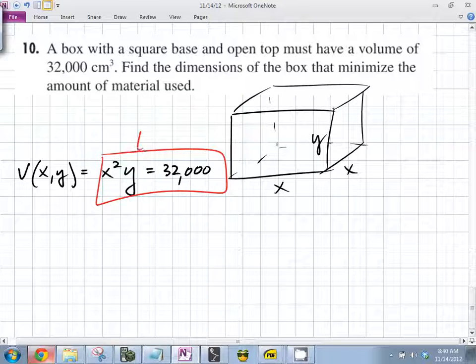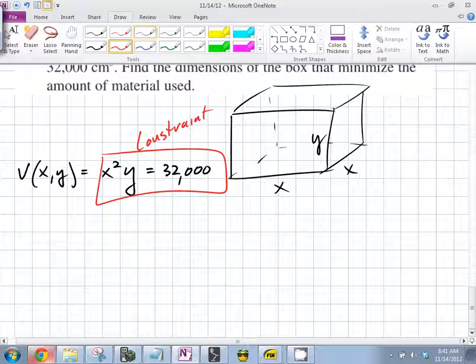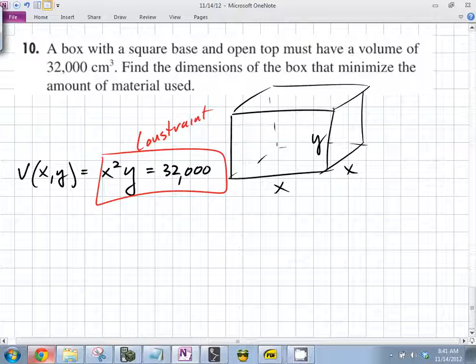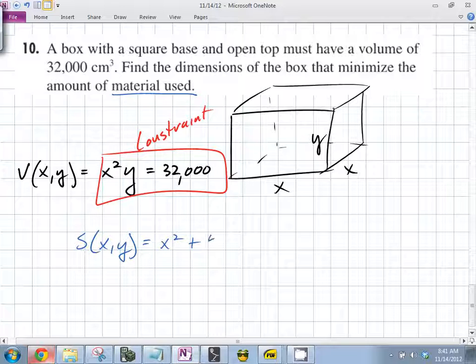So now, find the dimensions of the box that minimize the amount of material used. So you need to write an equation for the what? No, we already have the volume. The material used. Use the phrases that are in the problem. The surface area. So what's the surface area of this going to be? The surface area in terms of x and y is going to be what? x squared plus 4 what? 4xy. This right here is what we were trying to optimize.